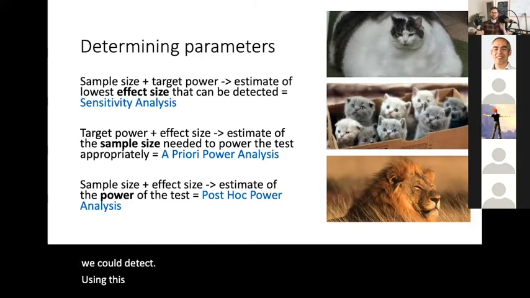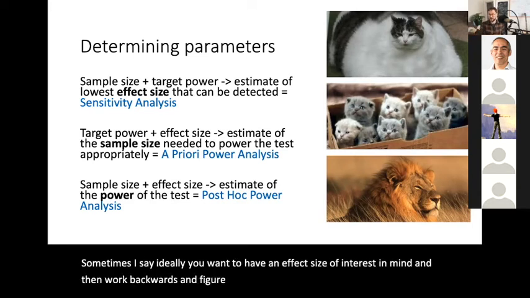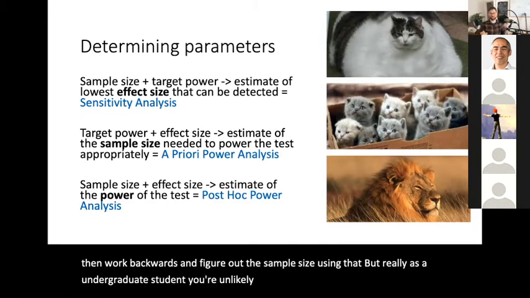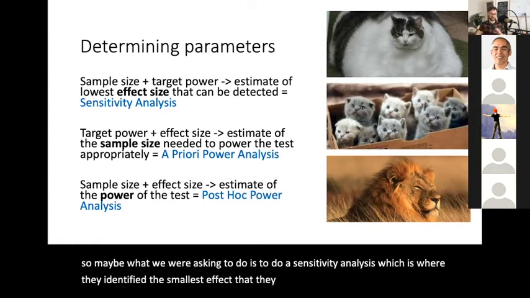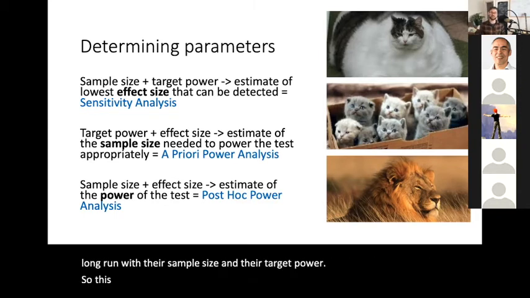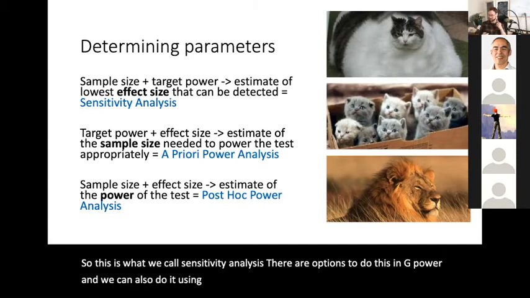I suggest this to my students. Ideally, you want to have an effect size of interest in mind and then work backwards and figure out the sample size using that. But really, as an undergraduate student, you're unlikely to get more than 100, 200 participants. So what I ask them to do is a sensitivity analysis, where they identify the smallest effect that they could observe in the long run with their sample size and their target power. So this is what we call a sensitivity analysis. There are options to do this in G-Power, and we can also do it using simulations.